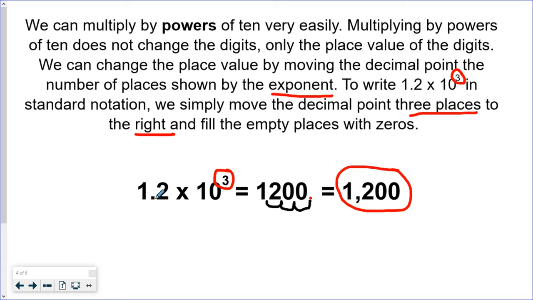So notice the digits themselves did not change. I started with a 1 and a 2, and in my answer, I still had a 1 and a 2. The only thing that changed was that over here, the 1 was in the ones place. Now the 1 is in the thousands place. The 2 was in the tenths place. Now it's in the hundreds place. So the digits don't change. Those should stay the same. Just where you move the decimal is going to change, and the exponent will tell you how many places to move that decimal to the right.